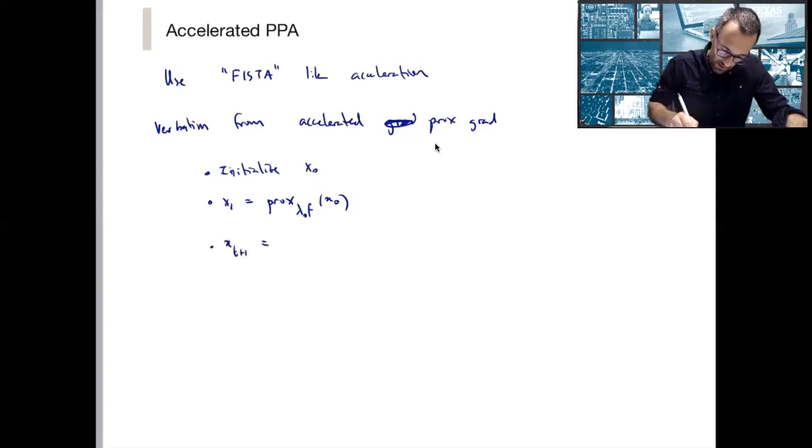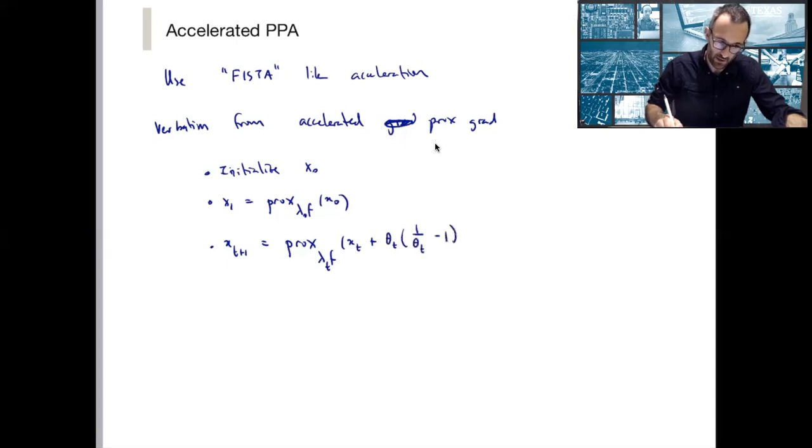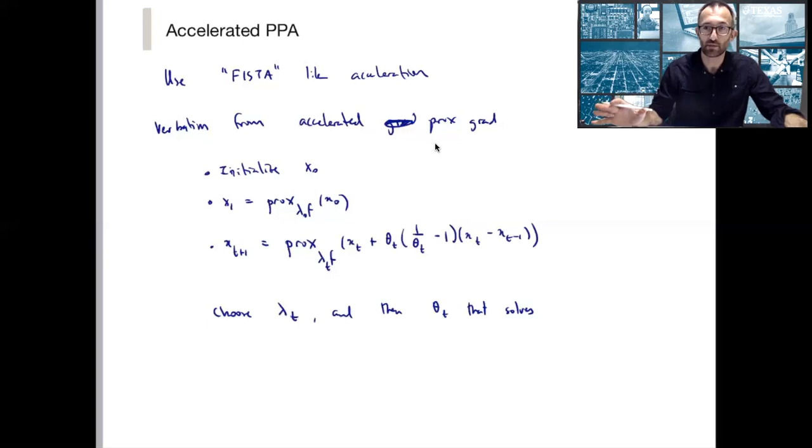xt plus 1 is equal to prox lambda t f of xt plus a parameter theta t, which I'll define in a minute, 1/theta t minus 1 times xt minus xt minus 1. This is our momentum term. And how do we pick these? So we see we have lambda t's and theta t's. So we choose any sequence lambda t, and then the theta t that solves an equation that's fully specified once you've specified the sequence of lambdas.